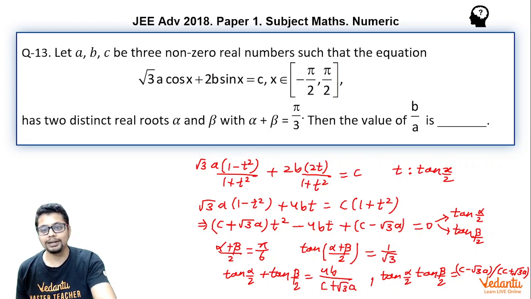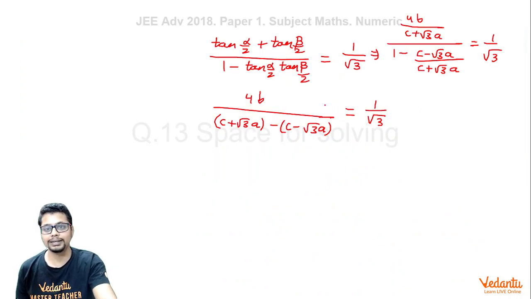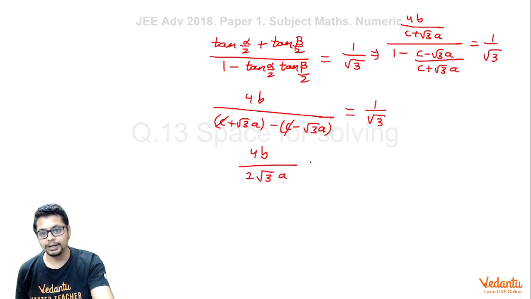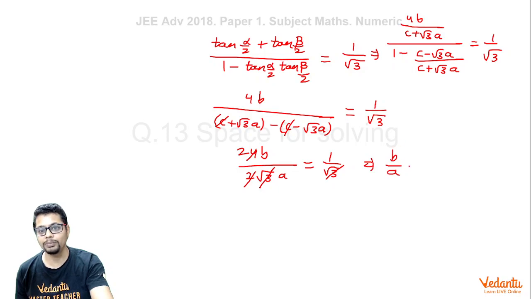Upon expanding tan of alpha plus beta by 2, as per the formula tan alpha by 2 plus tan beta by 2 divided by 1 minus tan alpha by 2 tan beta by 2, and then using the sum of roots and product of roots, we essentially get this upon rearrangement. Now here c gets cancelled out, and what I get is 4b by 2 root 3 a is equal to 1 by root 3. Root 3 cancels out, 2 cancels out, and the expression that we want, b by a, turns out to be half, and that's my answer.